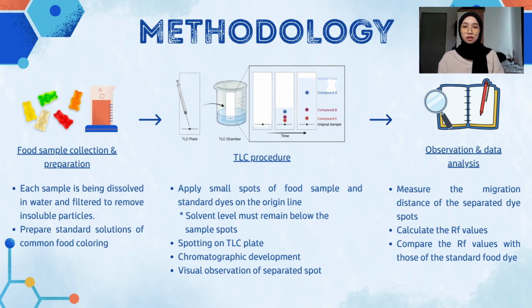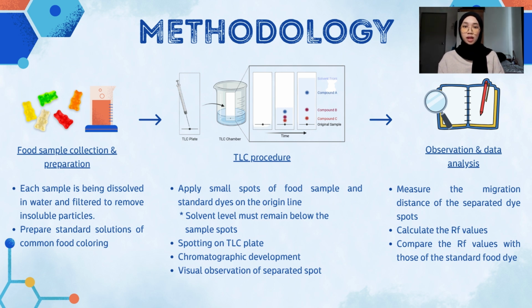Next, the TLC procedure. Use a TLC plate coated with silica gel as the stationary phase. Draw a pencil line approximately 1 cm from the bottom edge of the plate to mark the origin. Using a capillary tube, apply small spots of the prepared food sample and dye standards onto the origin line. Allow the spots to dry completely before development.